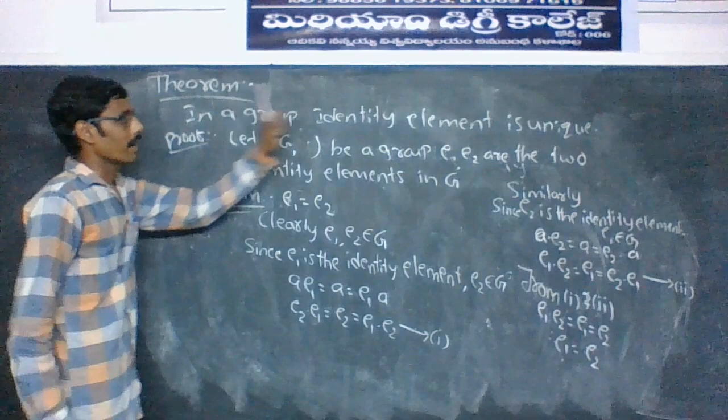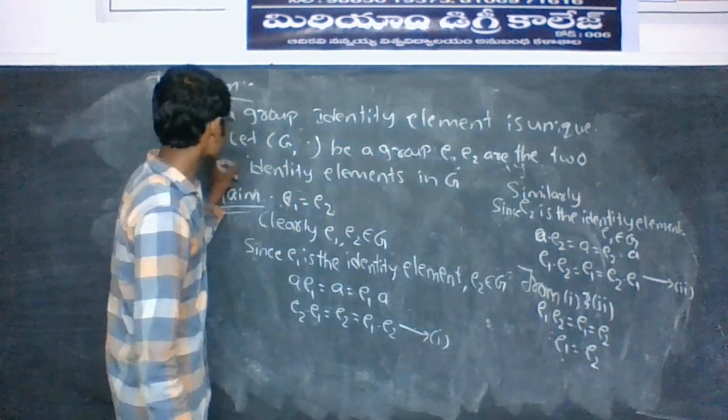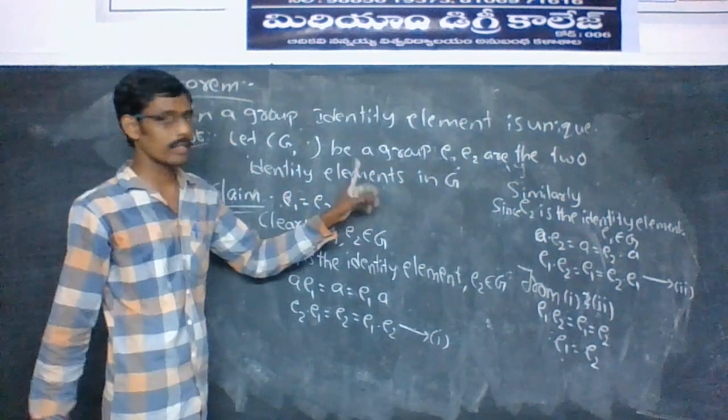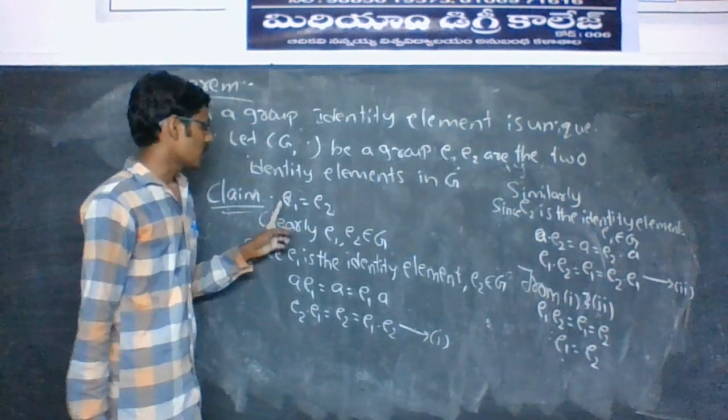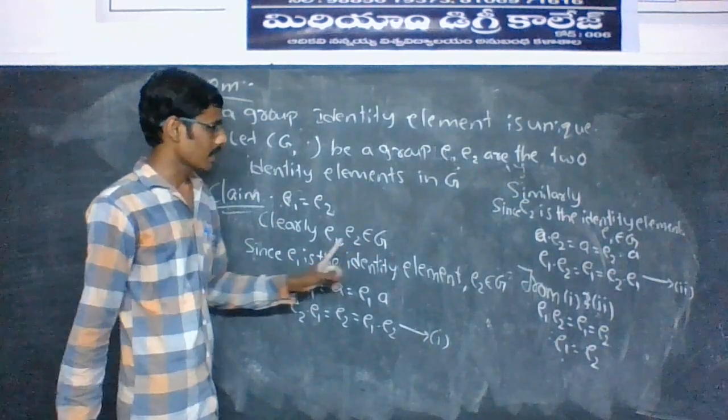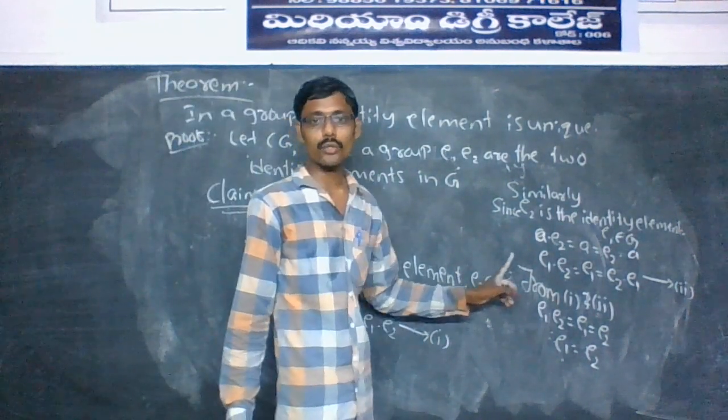In a group, the identity element is unique. Let (Z, ·) be a group. E1, E2 are the two identity elements in Z. Claim: E1 = E2. Clearly E1, E2 belong to Z. Since E1 is the identity element in Z, E2 belongs to Z.